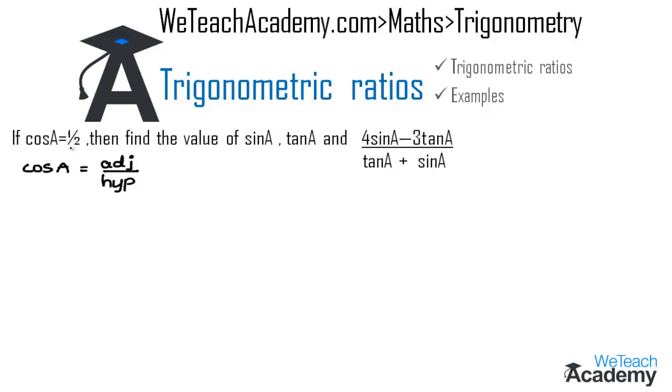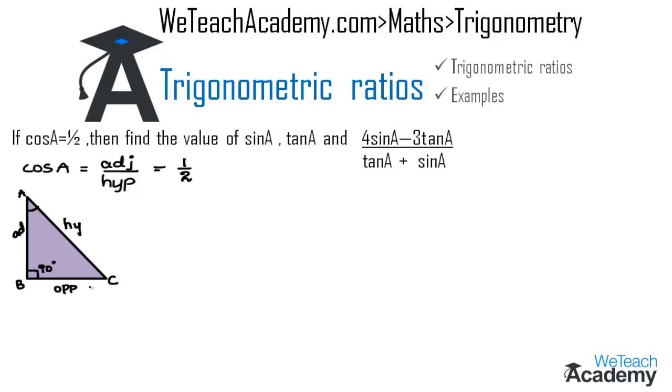Now, in order to find the value of the opposite side, let us draw a right angle triangle ABC, which is right angled at the vertex B. And now we are given the angle A. So we get the angle at the vertex A, and the side opposite to the angle is called the opposite side. So we get BC as the opposite side, AB as the adjacent side, and AC as the hypotenuse side. According to the given value of cos A, that is 1 by 2, we get adjacent side as 1 and hypotenuse side as 2.